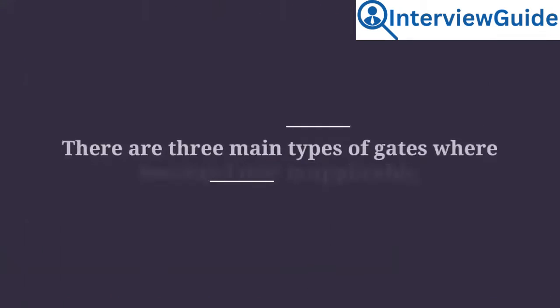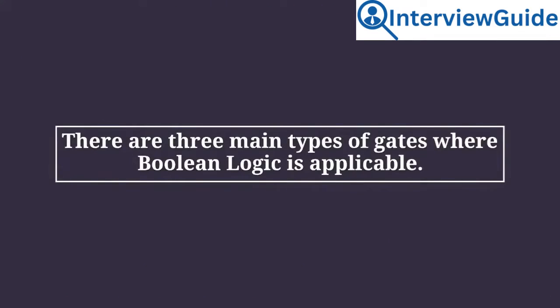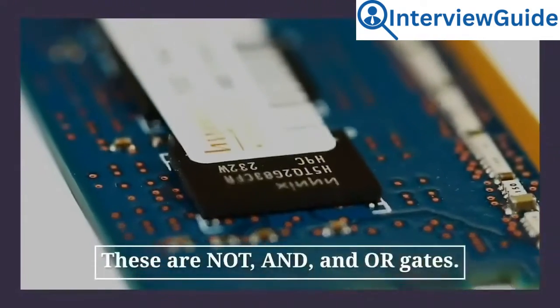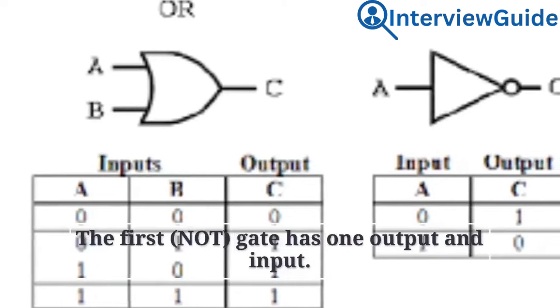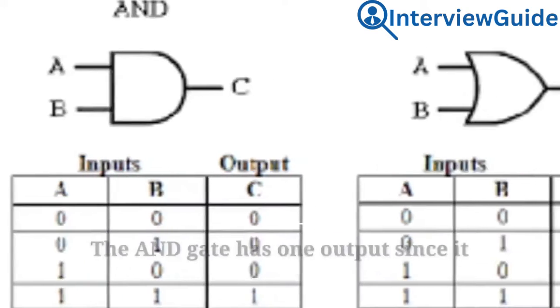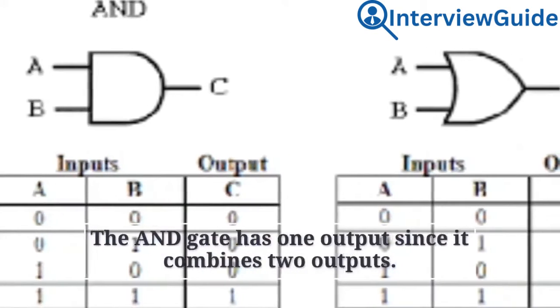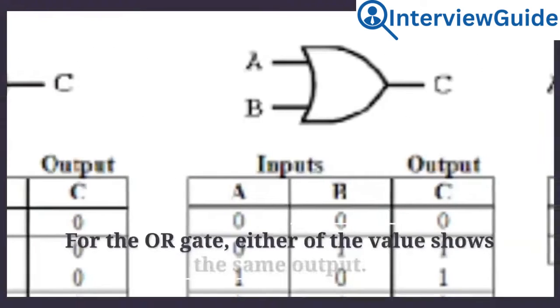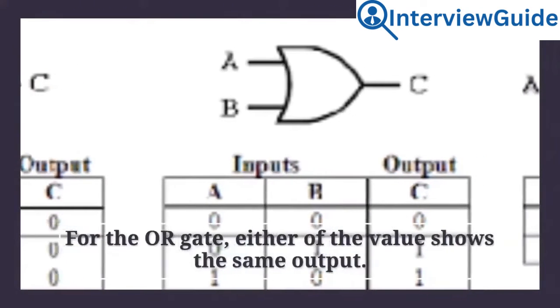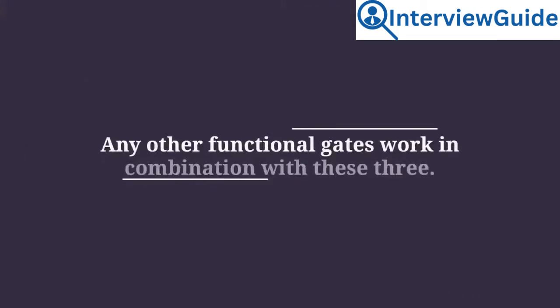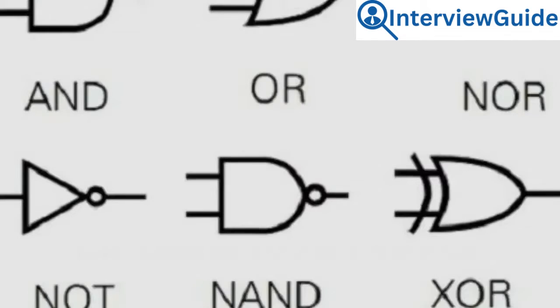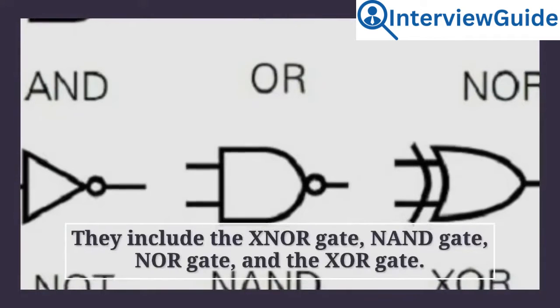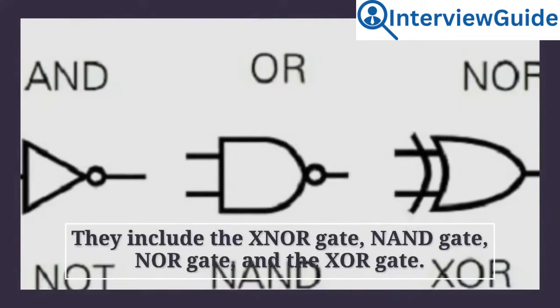Sample answer. There are 3 main types of gates where Boolean logic is applicable. These are NOT, AND, or OR gates. The first, NOT, gate has 1 output and input. The AND gate has 1 output since it combines 2 inputs. For the OR gate, either of the values shows the same output. Any other functional gates work in combination with these 3. They include the XNOR gate, NAND gate, NOR gate, and the XOR gate.